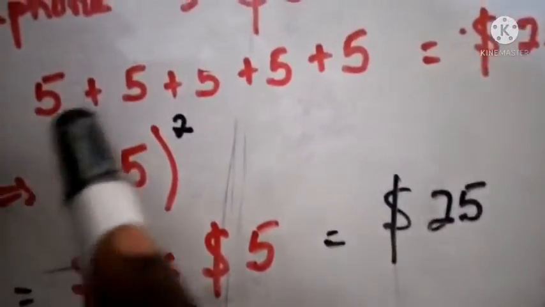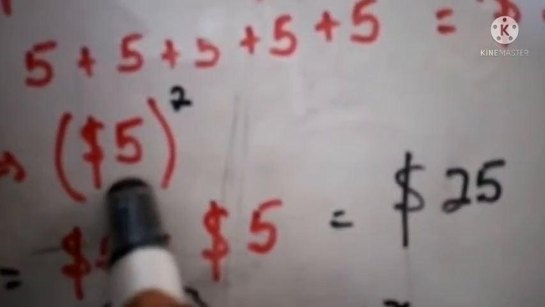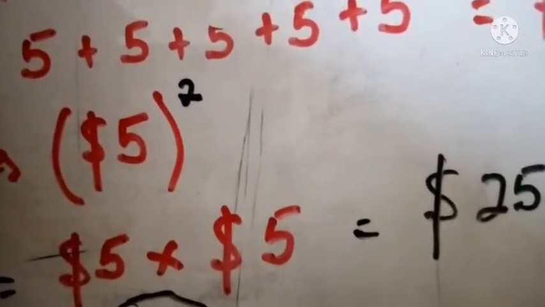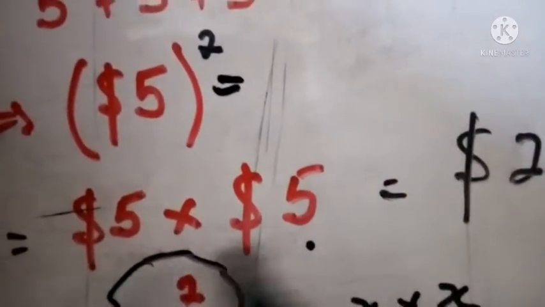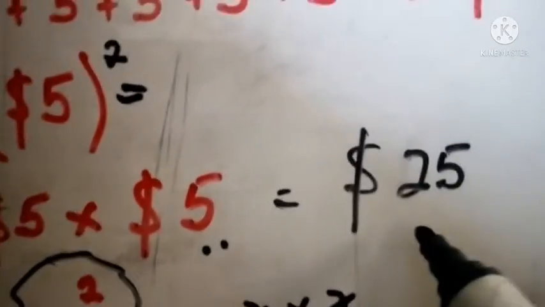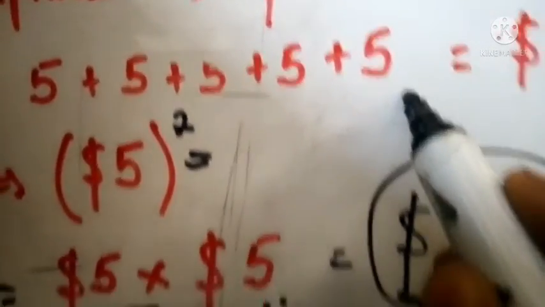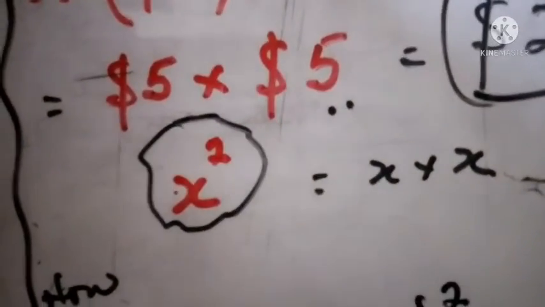Now, for us to break this down, we can easily use this method: $5 squared. The meaning of this square is 5 times 5, which also gives us $25, so we avoid this long method. Is that okay?